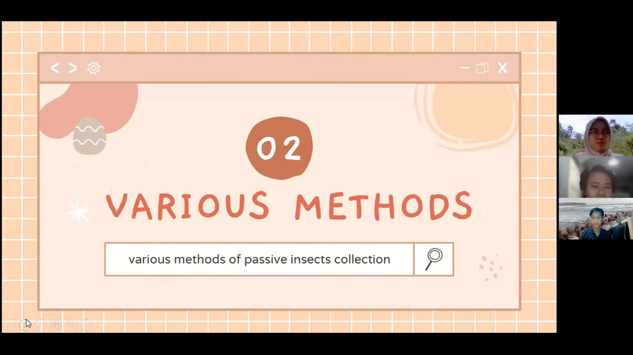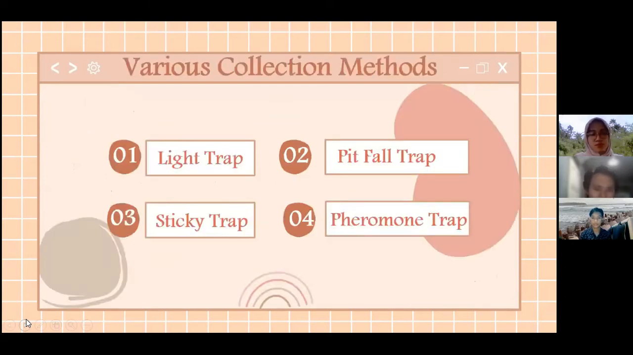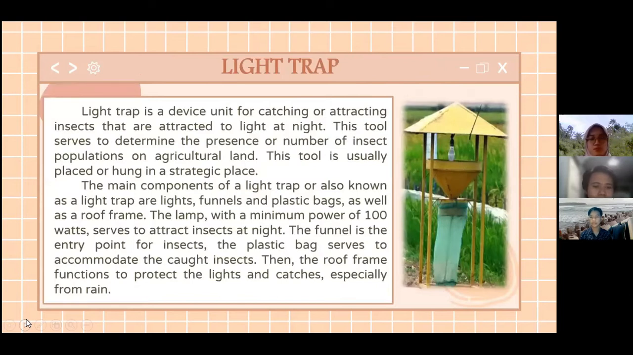The second is various methods. The various collection methods are, first, light trap, second, pitfall trap, sticky trap, and the last is pheromone trap. First, the light trap. A light trap is a device for catching or attracting insects that are attracted to light at night.